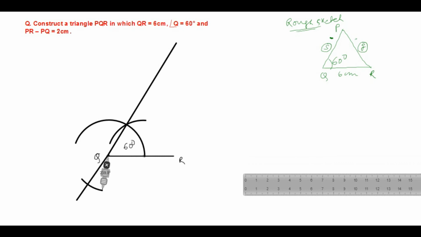This is the arc of 2 centimeter. Now this point, join to R by using ruler and pencil. From this point you join this to the point R. Now give any name, since our required triangle is PQR. Okay, so the required triangle is PQR.